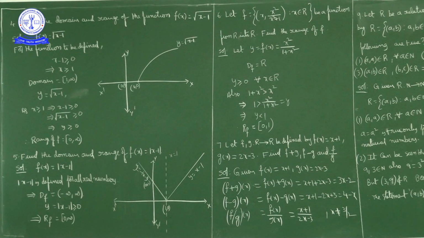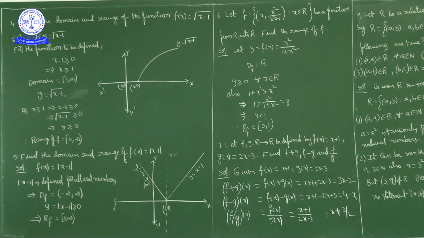Okay. Next, what about range? Here the modulus function is always greater than or equal to 0. Whatever value you give for x, positive or negative, 0 or whatever it is, this quantity is always greater than or equal to 0. So y greater than or equal to 0 means the range of the function is closed interval 0 to infinity.